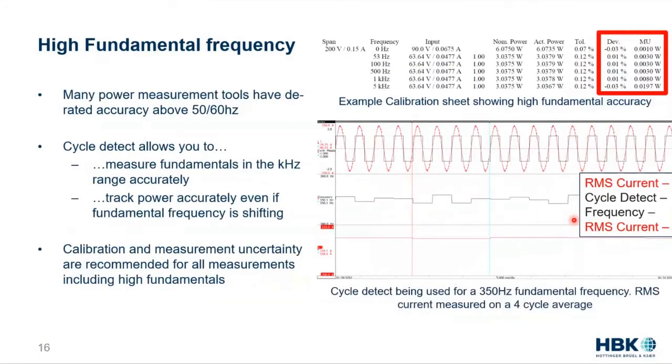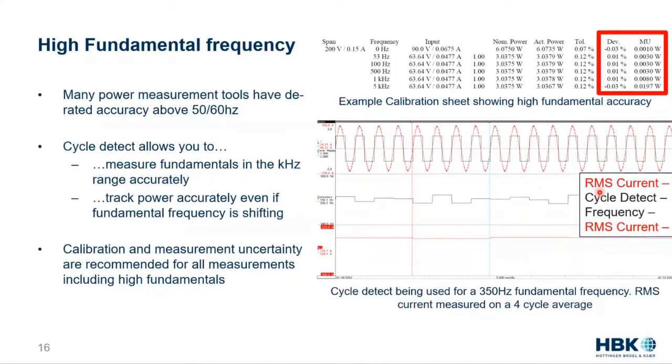High fundamental frequencies. Many tools have incredible accuracies spec'd at 50 to 60 hertz. Now, many systems do not operate at 50 to 60 hertz, and if they do, it's not for very long. Some of these aircraft systems are going to a kilohertz fundamental, 2 kilohertz fundamental, and talking about going even higher. And if you look at the accuracies on other instruments in the market, they actually go down at high fundamental frequencies, which is really troublesome if you want high accuracy at those high speeds.